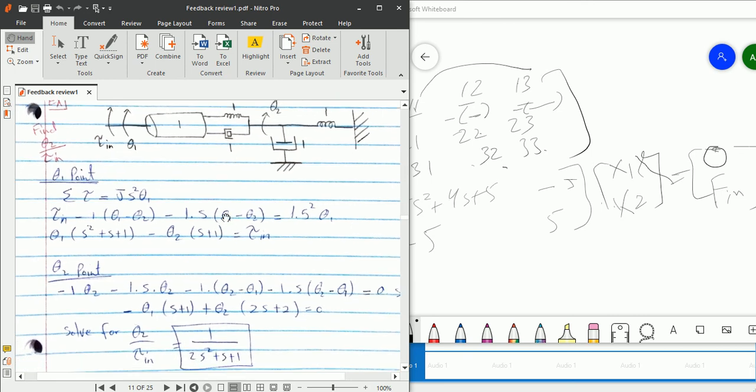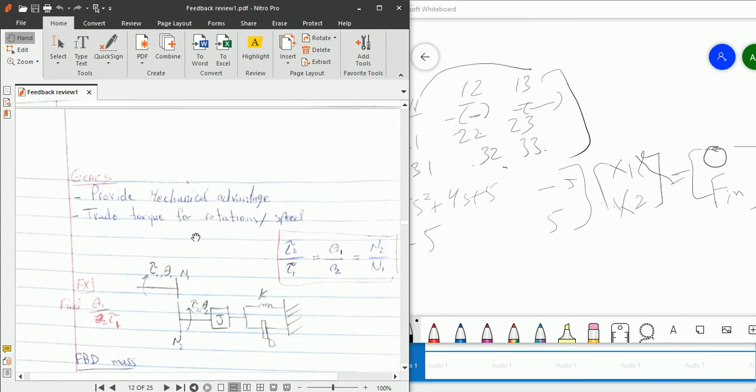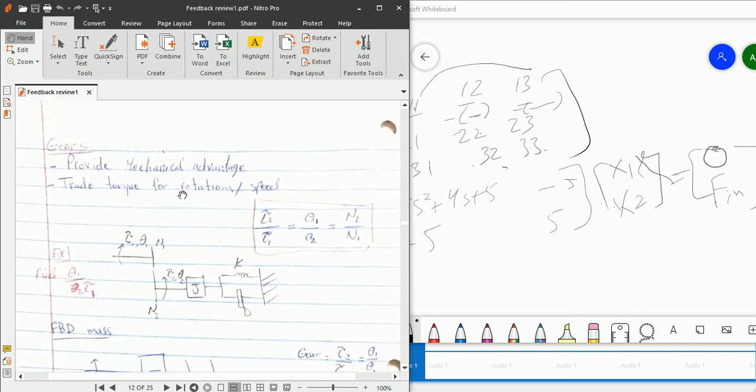Maybe we have to see this in the book. Okay, so did you get my point? For the rotational system, the law is the same as for the linear systems. We discuss it further. Provide the mechanical advantage and torque for rotational speed.